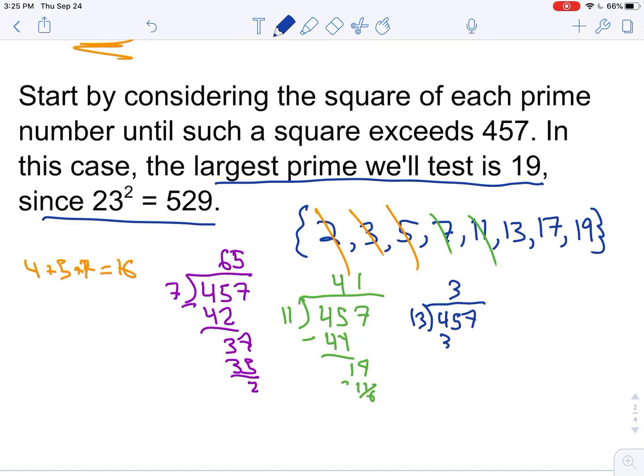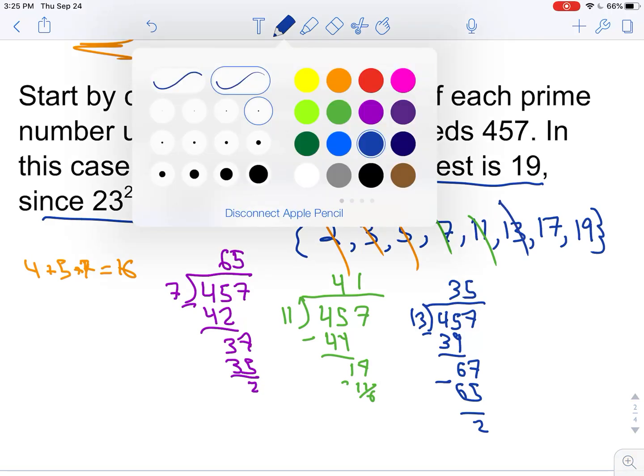And 3 times 13 is 39. It's going to be 67. This goes in, let's see, 13, 4 is 52, 5 is 65. Wait, so 65 I should say. But either way, it's pretty clear it's not going to work. So that's got a remainder. That's not going to work.